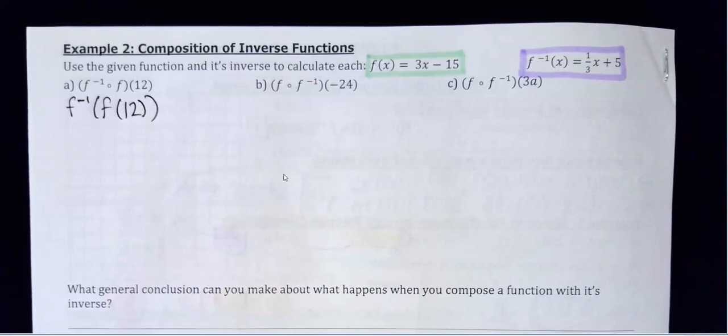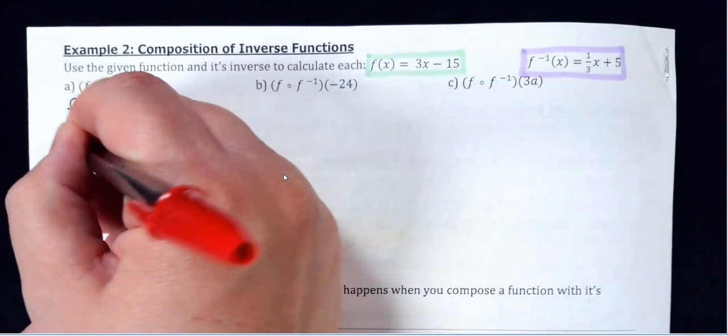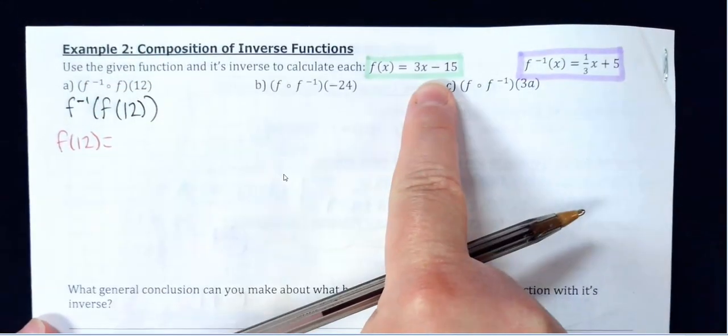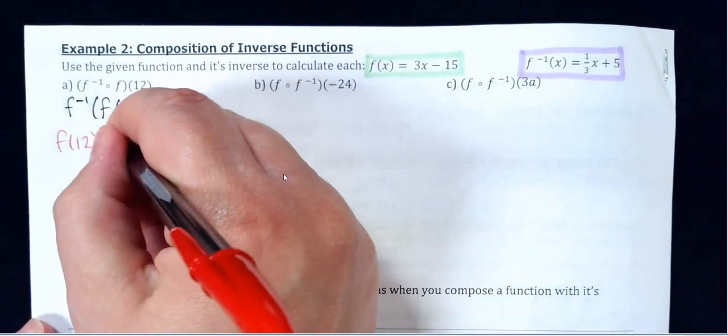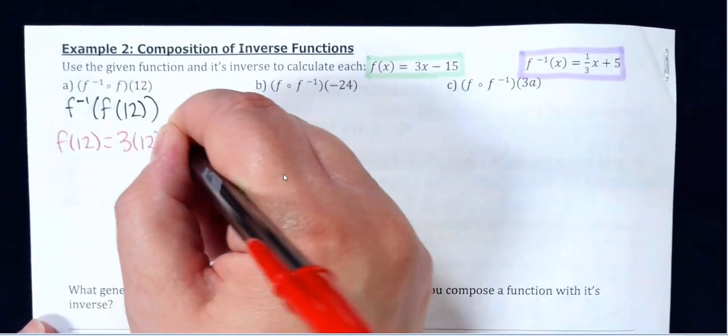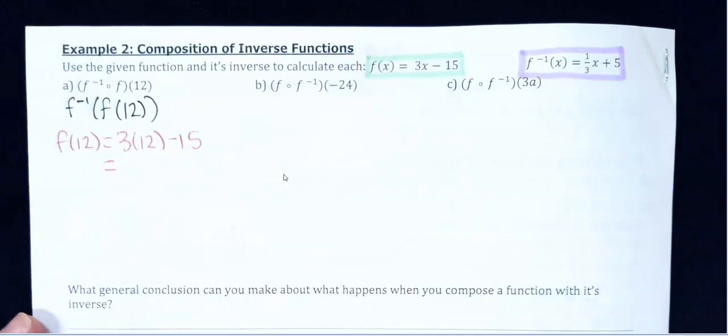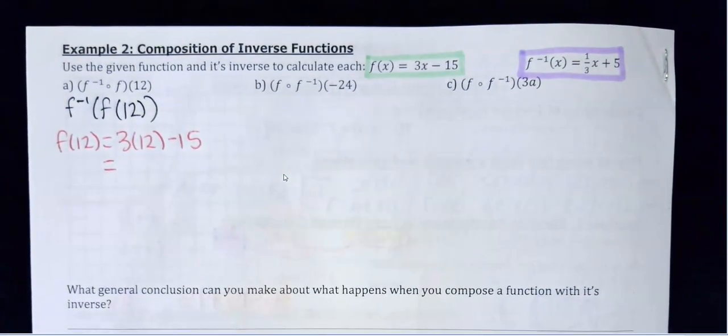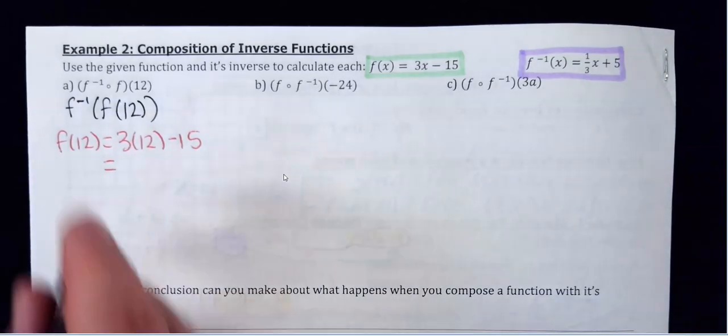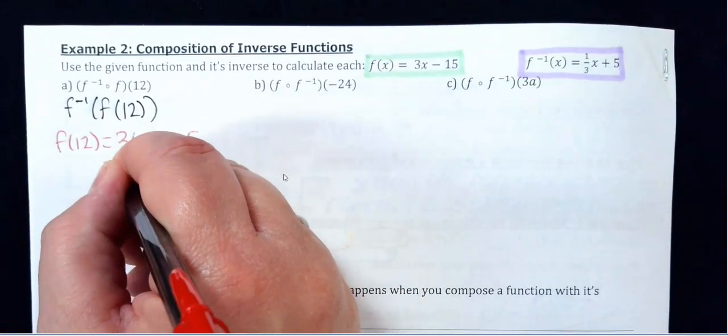Okay, so that means we're going to start and plug 12 into the f of x function. So f of 12. That one's 3x minus 15. So I'm going to do 3 times 12. Everywhere I see an x, I'm just going to replace it with the number they gave me. So just going to put in 12 for x there. What is that? 36 minus 15. So this would be 21.